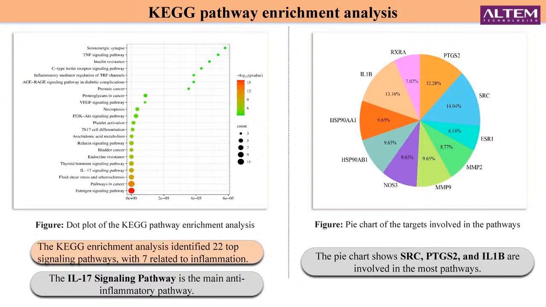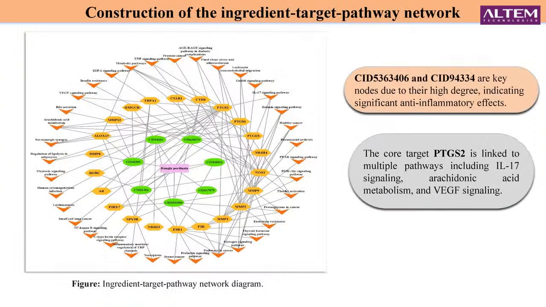And from this pie chart, it was observed that among the associated targets, SRC, PTGS2, and IL-1B were involved in the highest number of pathways. Thus, we considered these 3 targets and performed our next study.